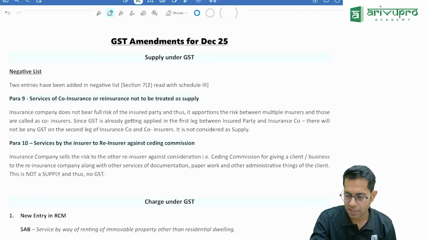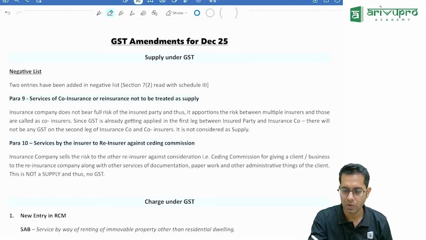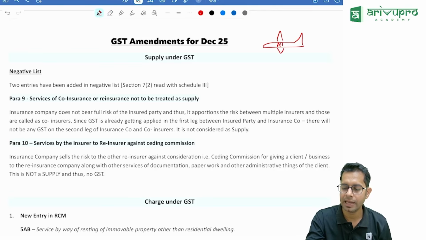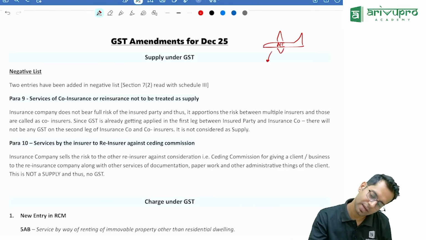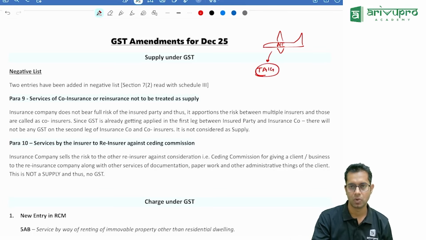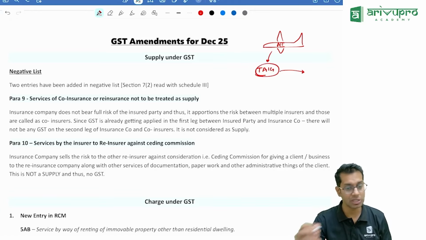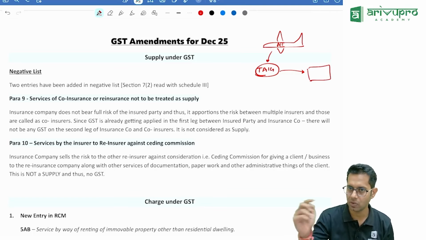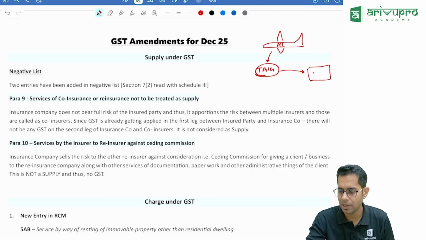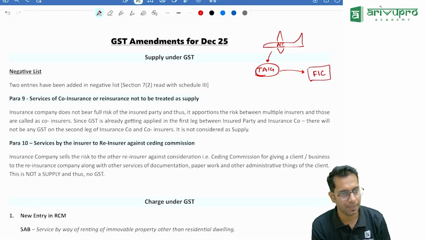Let us say this airline accident happened. This is Air India. Air India has taken insurance on that aeroplane. From whom have they taken it, sir? They have taken the insurance from Tata AIG. Now Tata AIG further took this insurance from another company, a foreign insurance company.